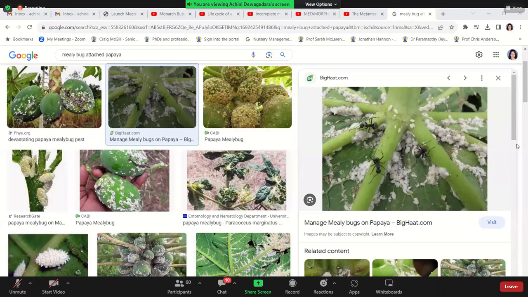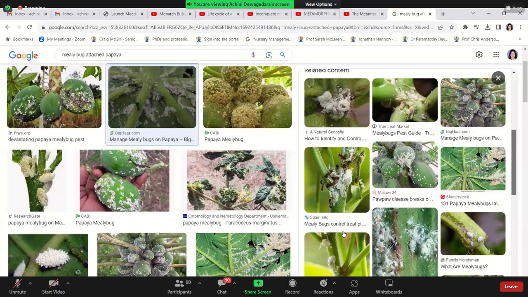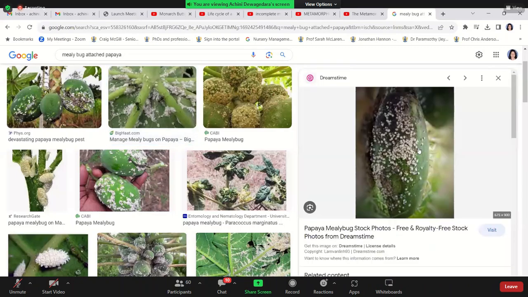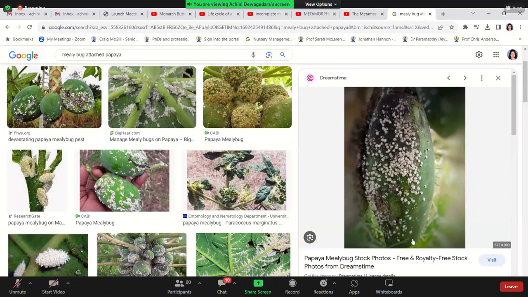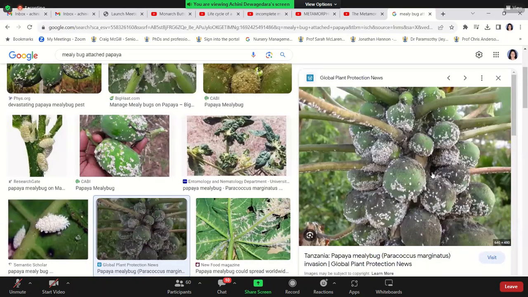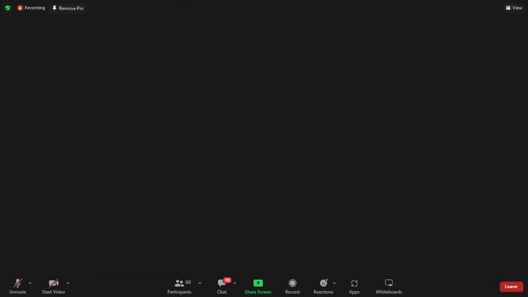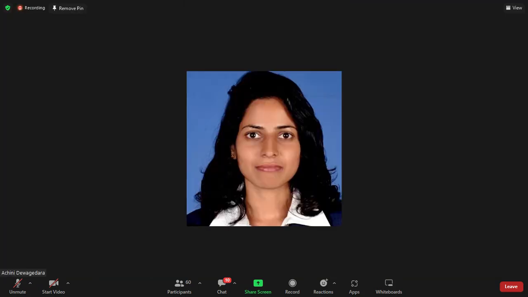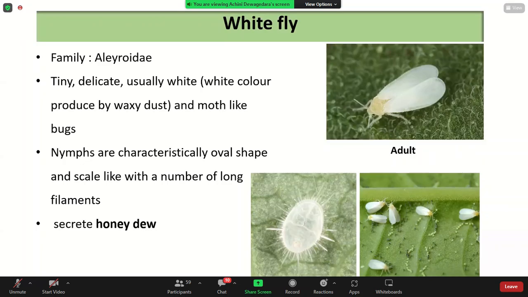And what I wanted to show you is, here, can you see some black coloration? This black coloration is because of a mold growing on this honeydew. Mealybugs, whiteflies in a tangle, there is a black coloration. That is because of the honeydews produced by these insects, and a mold is growing on that. It is called sooty mold, right?